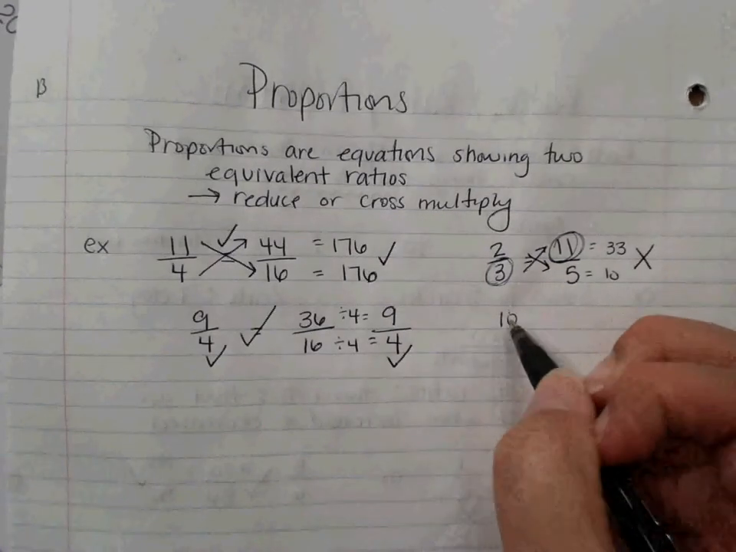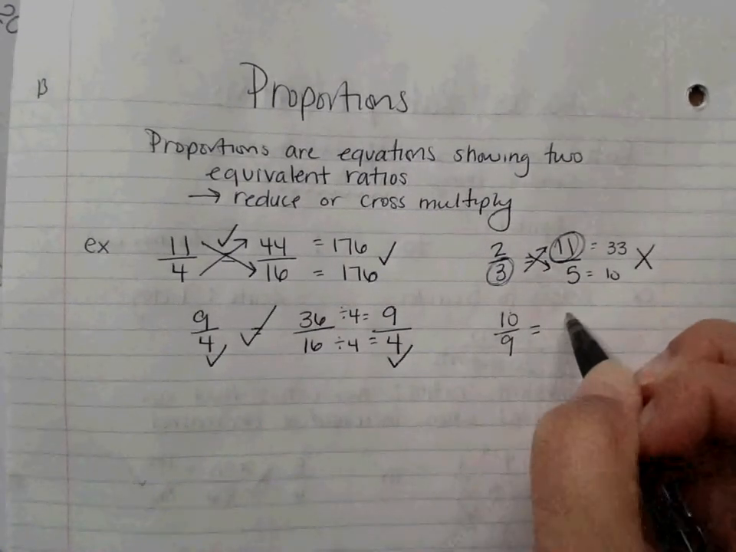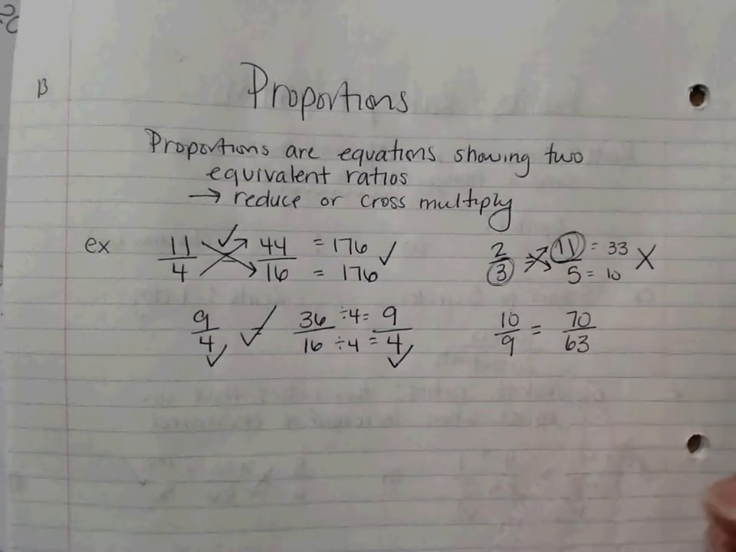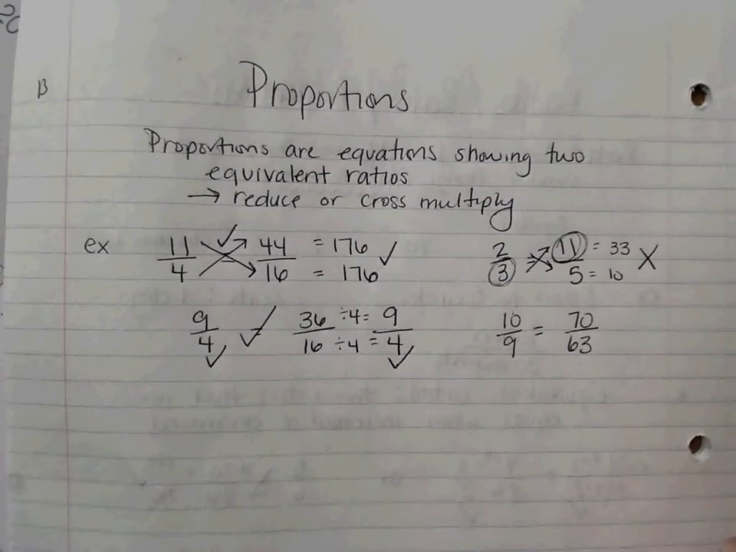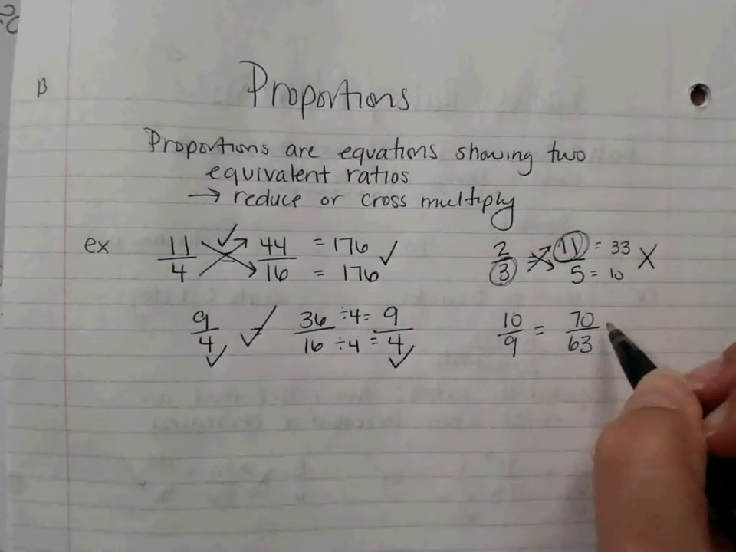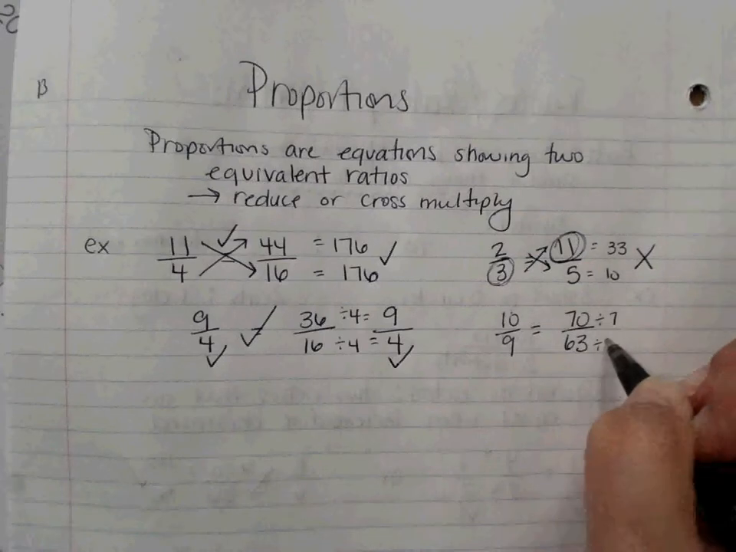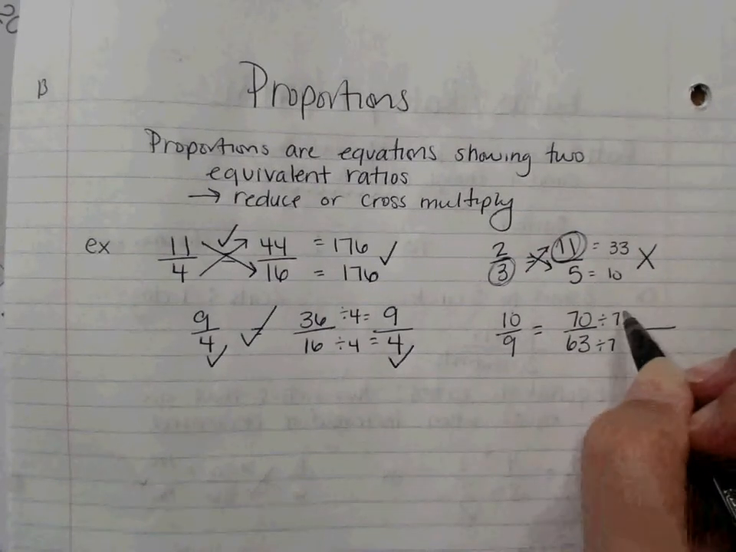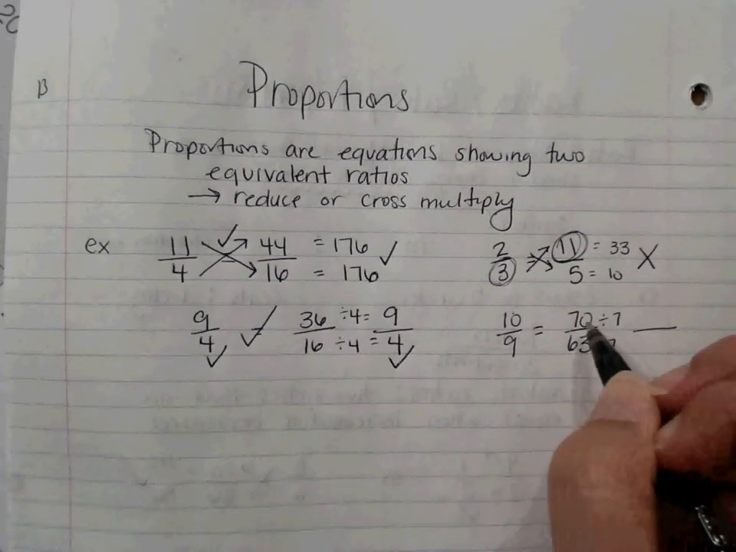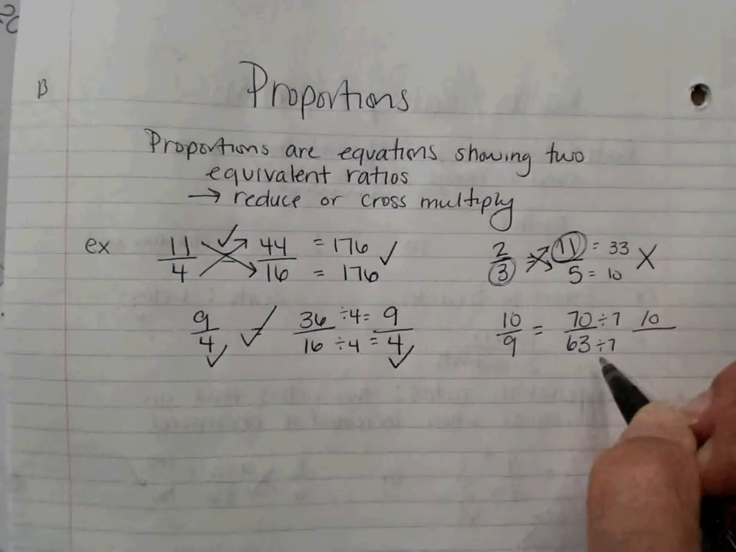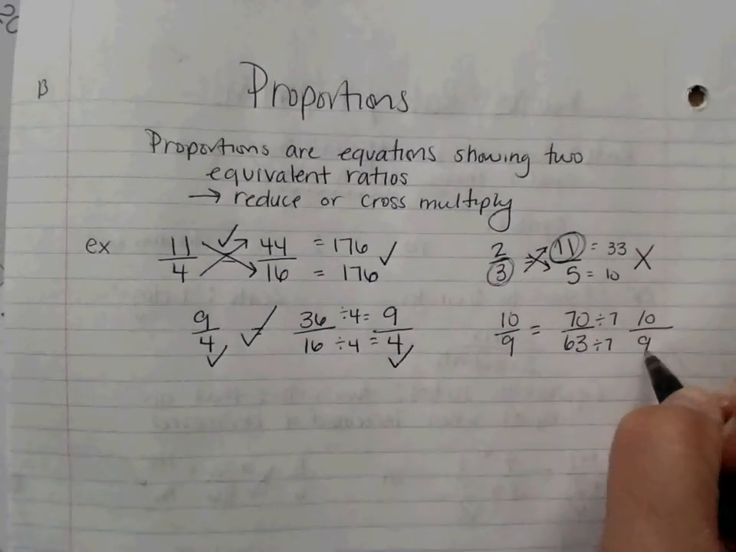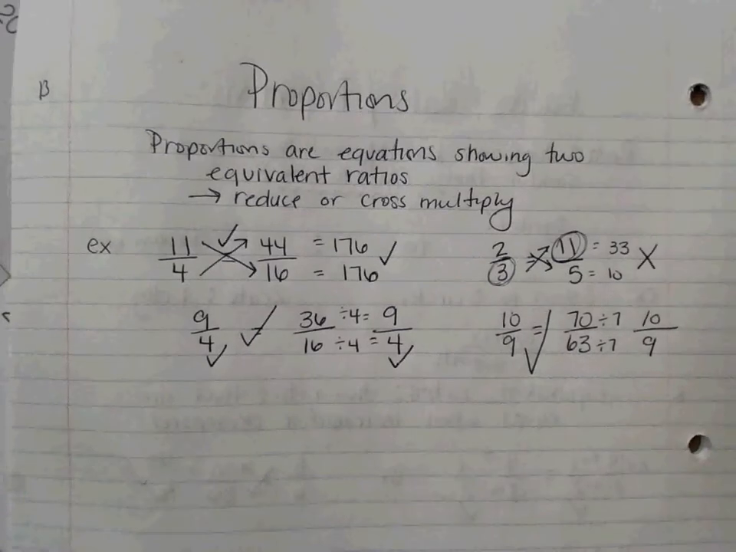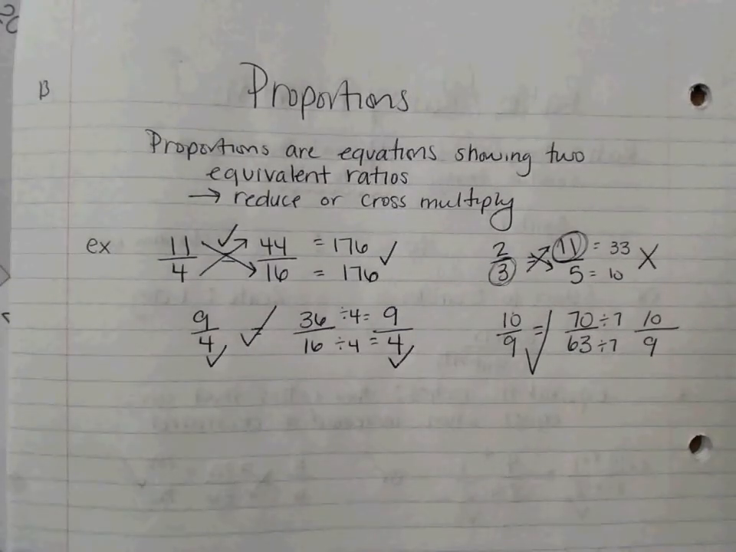Try this one. 10 over 9 is equal to 70 over 63. Pause it and try it. You can reduce your fractions or you can cross multiply. If you reduce, I could divide by 7. Both 70 and 63 have 7 in common. Remember, we have to do the same number top and bottom. 70 divided by 7 makes 10. 63 divided by 7 makes 9. Those are equal. So what if I give you something with a letter in it?